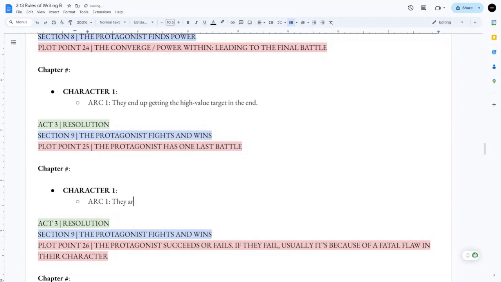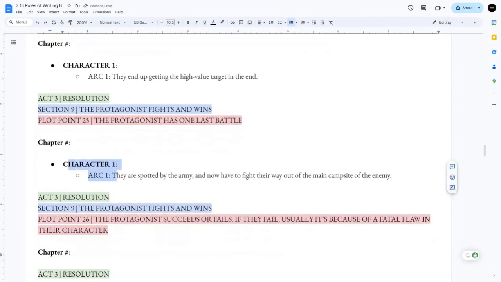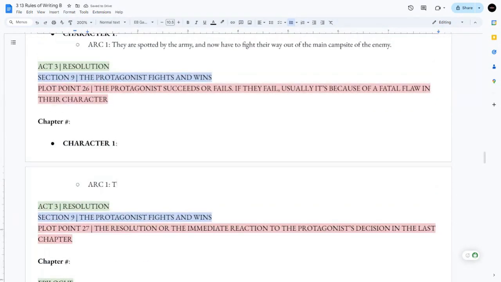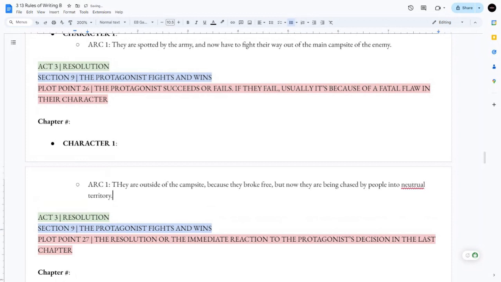Okay, so they are spotted by the army and now have to fight their way out of the main campsite of the enemy. Let's say they succeed or fail. They are outside of the campsite because they broke free, but now they are being chased into neutral territory. And it is here where the final showdown to survive happens.